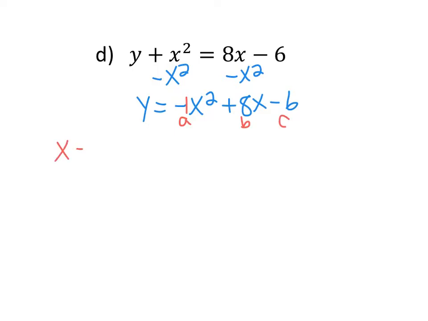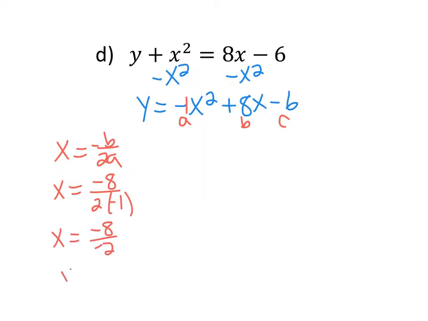Your axis of symmetry is negative b over 2a. Negative b is negative 8 over 2 times our a, which is negative 1. We have negative 8 over negative 2, which simplifies to positive 4. That is our axis of symmetry.